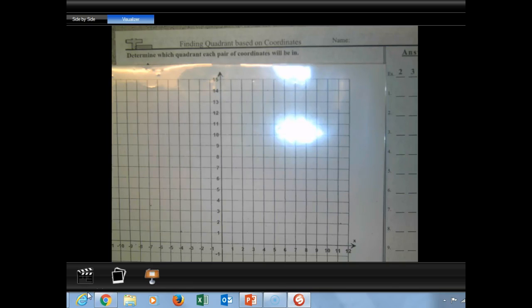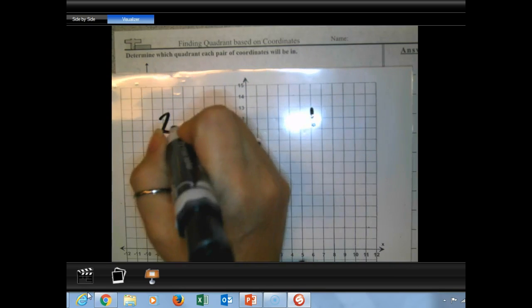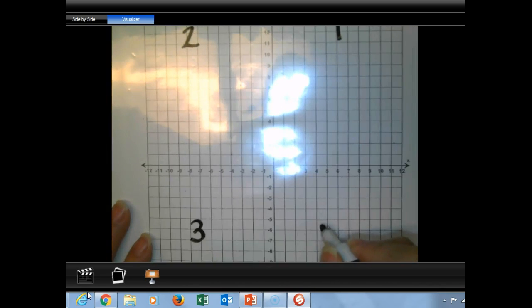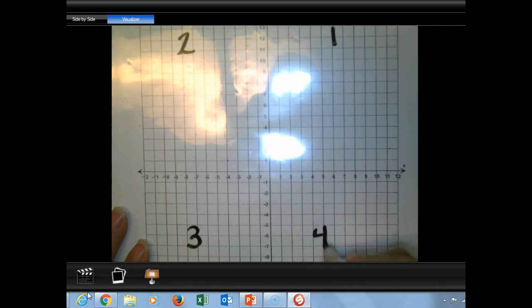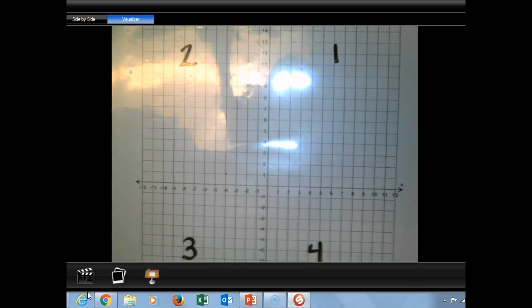So, listen carefully. I'm going to remind you. Quadrant 1 is right here, correct? Quadrant 2 is right here. And then as we go counterclockwise, quadrant 3 is here. And then this is quadrant 4. All right? Perfect. So this whiteboard is going to help you find the quadrant for these ordered pairs.